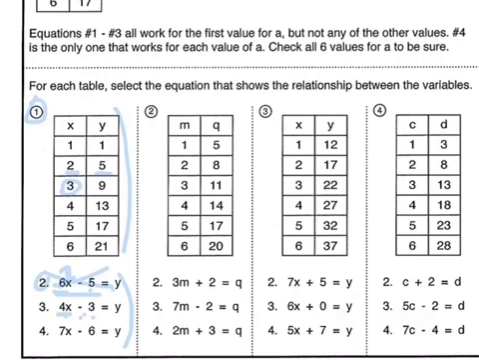4 times 3 is equal to 12. 12 minus 3 is equal to 9. That one's working every single time. So you should have picked 3. Let's find out why number 4 is wrong.